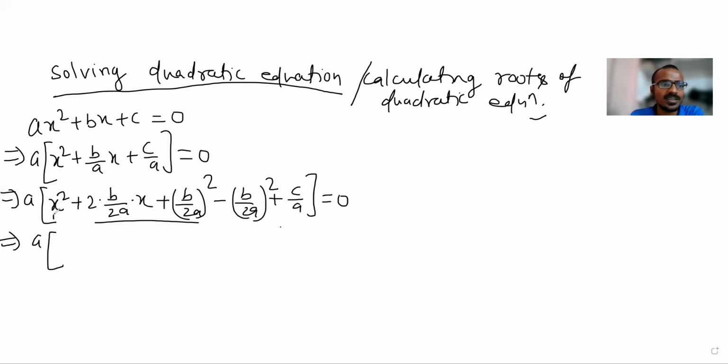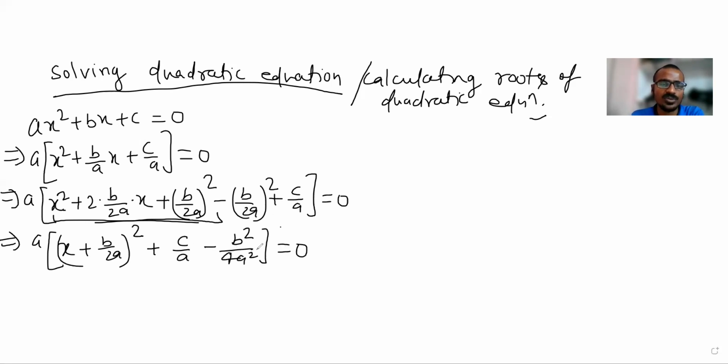Now, what will this be? This can be written like x plus b by 2a to the whole square. This is nothing but a square plus 2ab plus b square type. Then what is the formula of a square plus 2ab plus b square? It is a plus b whole square. So x plus b by 2a to the whole square, and the rest of the thing is written here, c by a minus b square by 4a square. Are you getting me? Good.